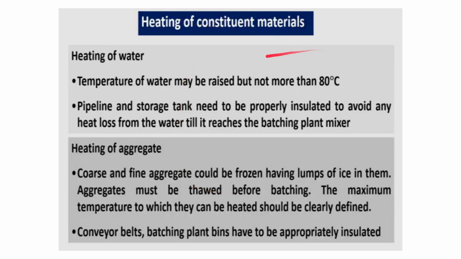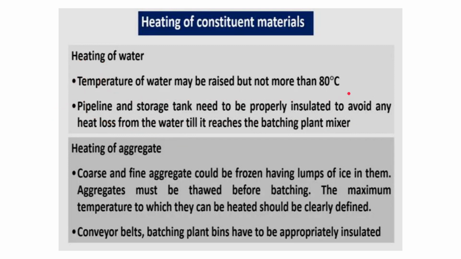Heating of constituent materials. We can also use some heating techniques on the constituent materials, for example water. Here the temperature of water may be raised to about 80 degrees, but it should not be more, because if it reaches 100, the water will boil and evaporate. So it can be raised up to 80. Pipeline and storage tank need to be properly insulated to avoid any heat loss from the water till it reaches the batching plant mixture. So those techniques can be used.